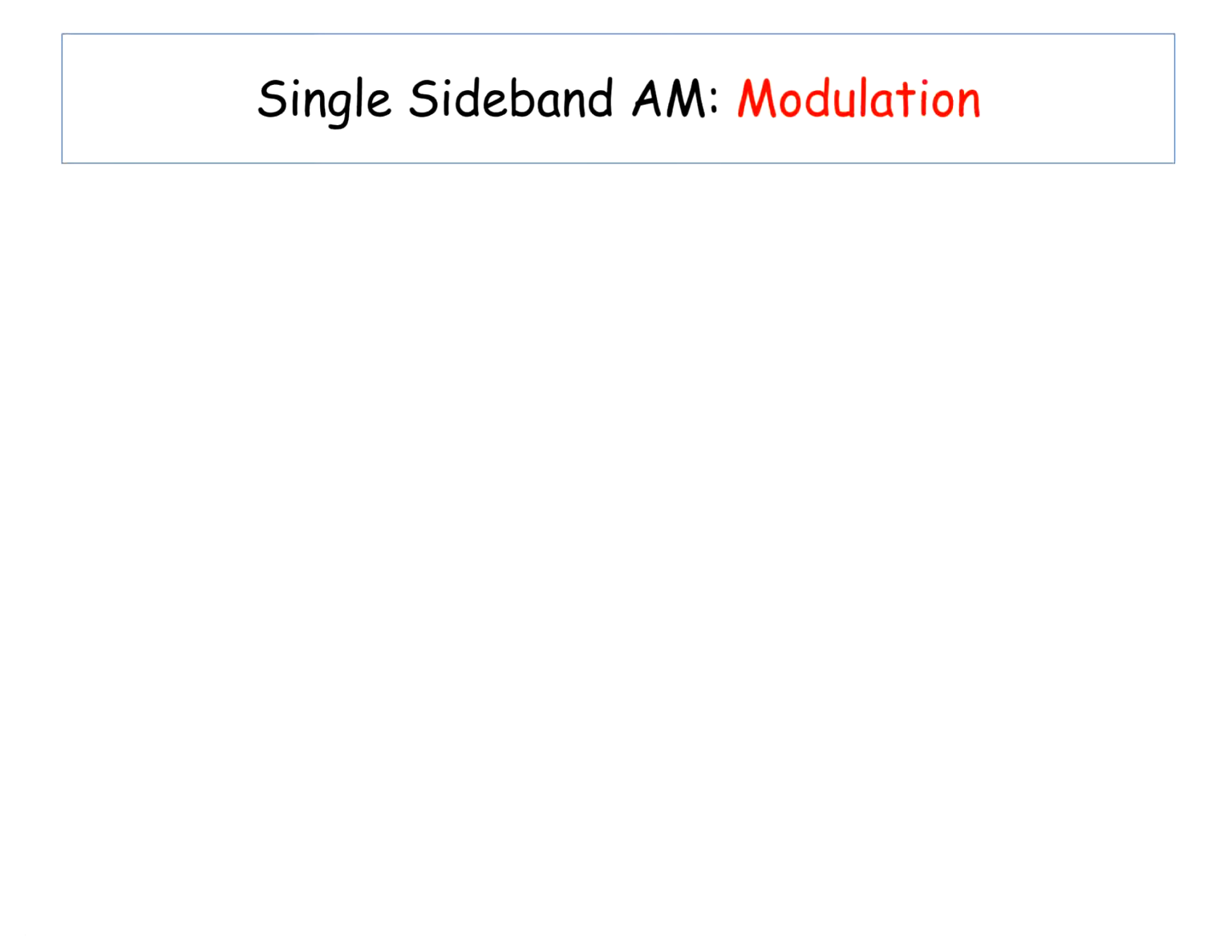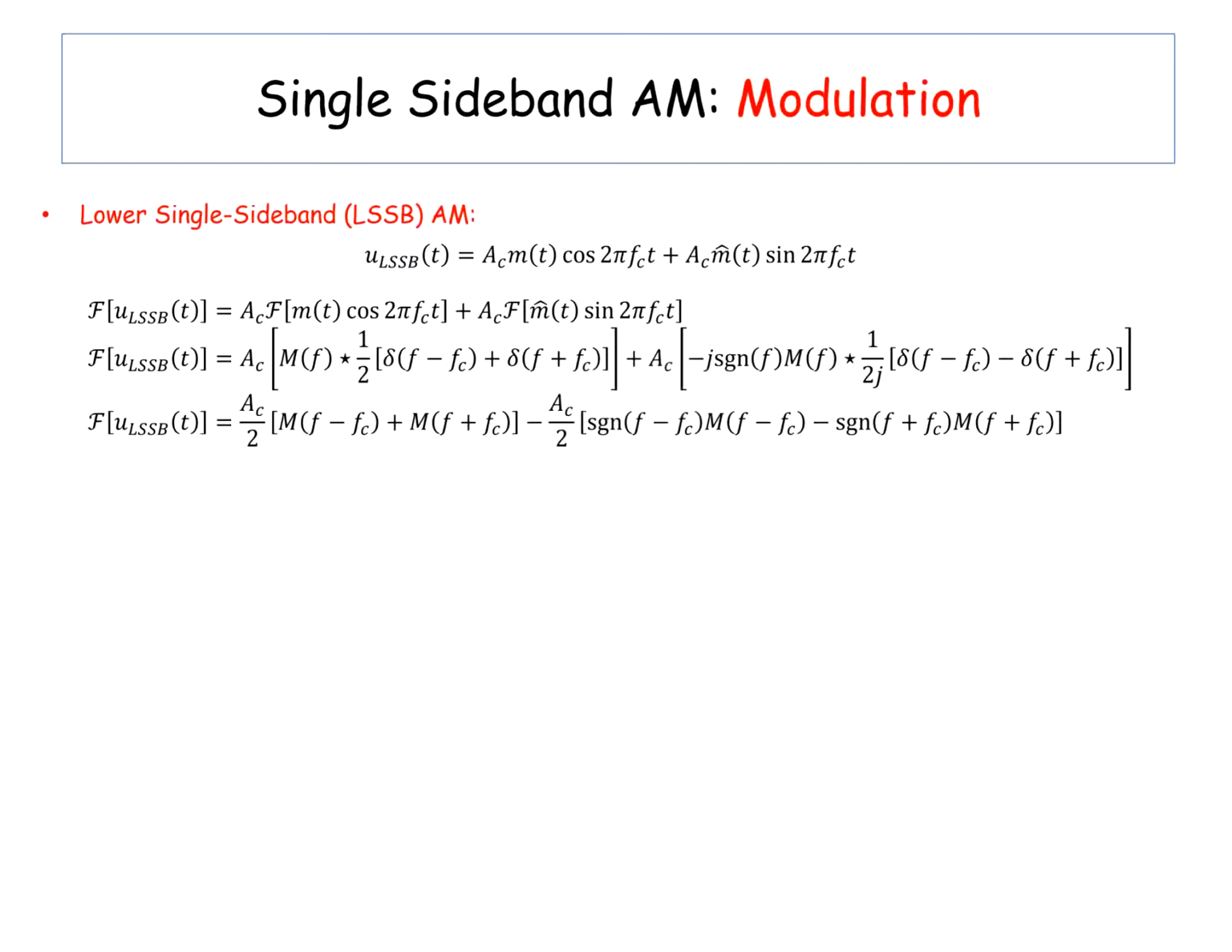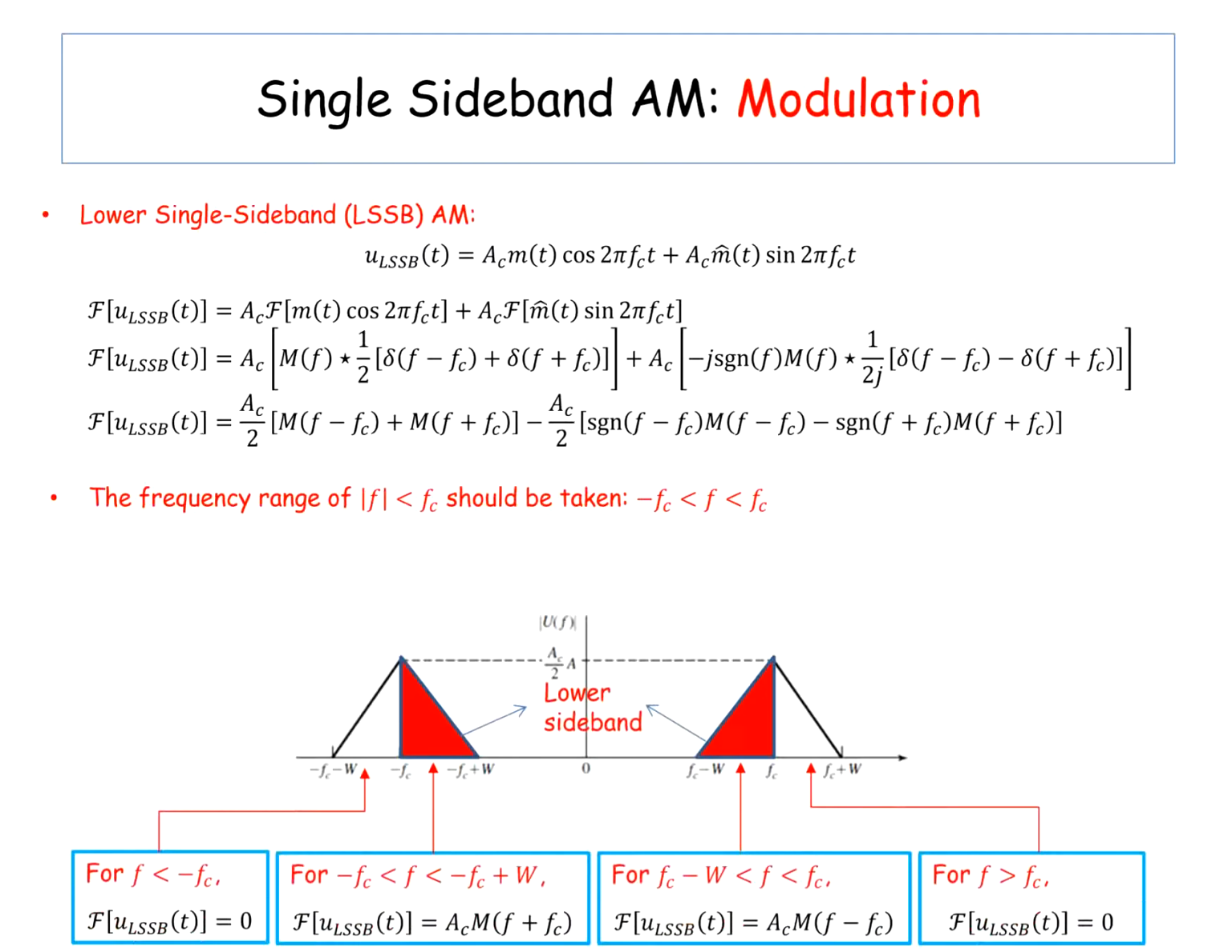Similarly, the equation for the lower single sideband AM signal is given here. Its Fourier transform is taken. We know that the lower sideband covers the spectrum ranging from minus fc to fc. From the Fourier transform expression, this frequency range can also be easily justified for the generation of the lower single sideband signal.